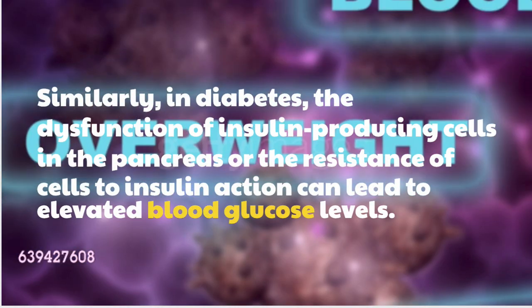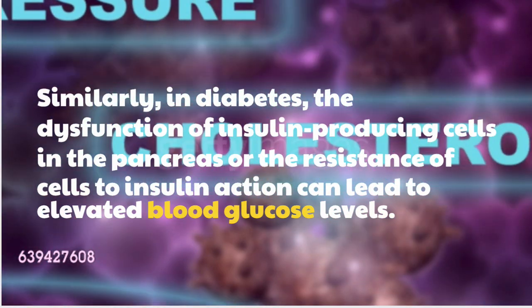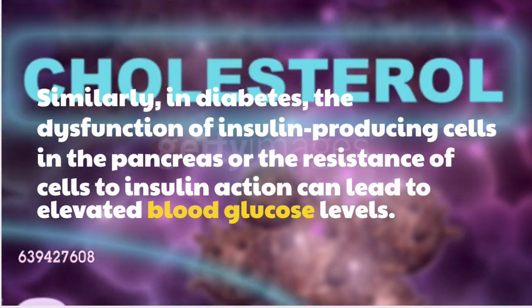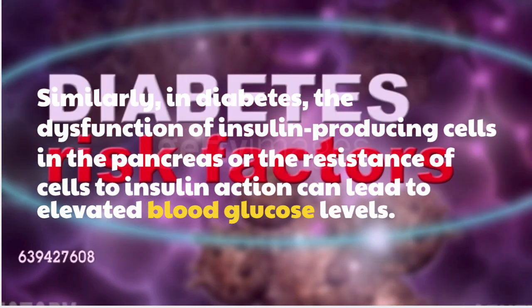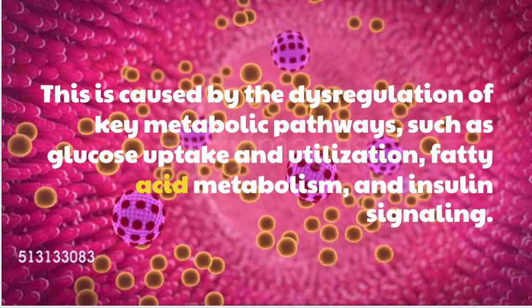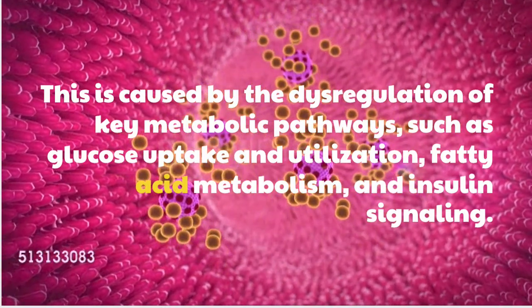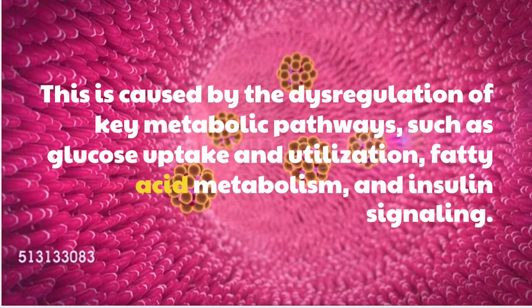Similarly, in diabetes, the dysfunction of insulin-producing cells in the pancreas or the resistance of cells to insulin action can lead to elevated blood glucose levels. This is caused by the dysregulation of key metabolic pathways, such as glucose uptake and utilization, fatty acid metabolism, and insulin signaling.